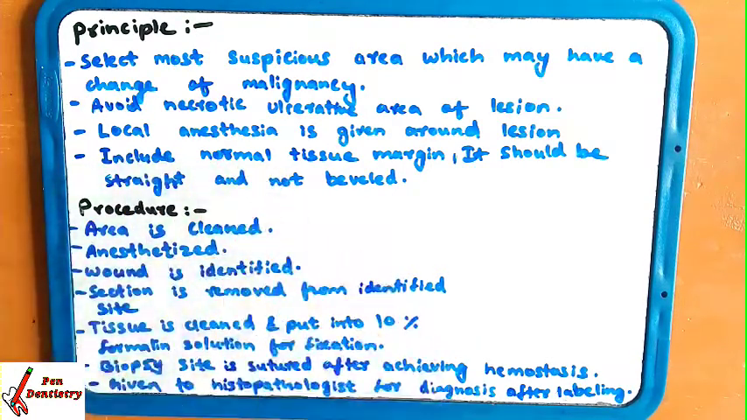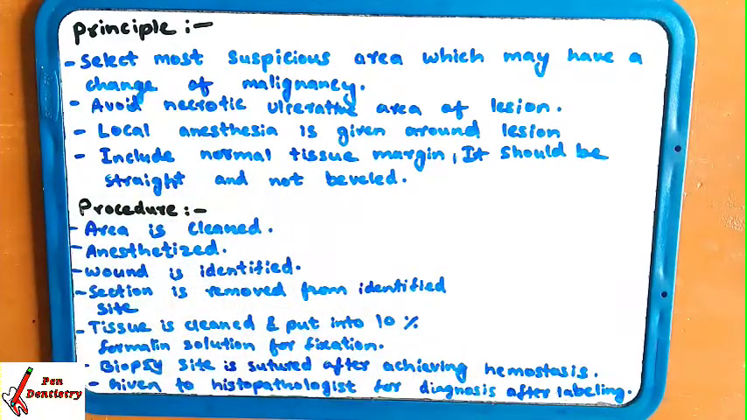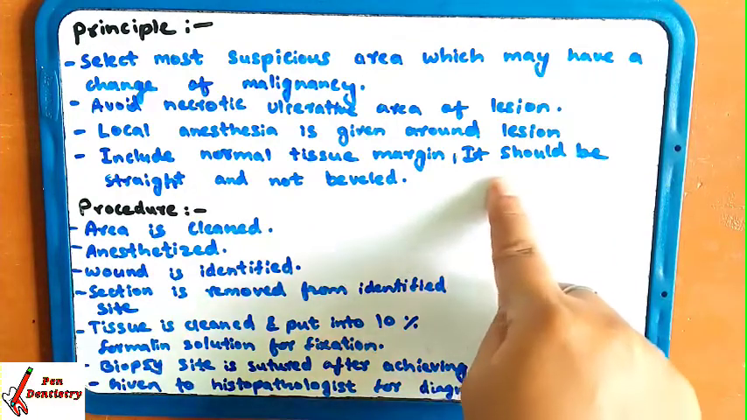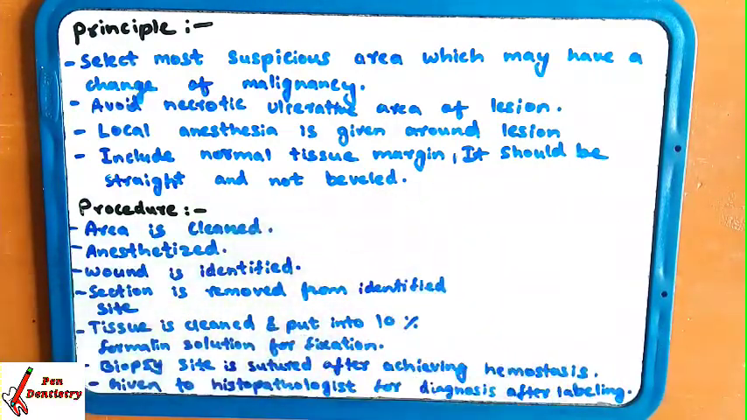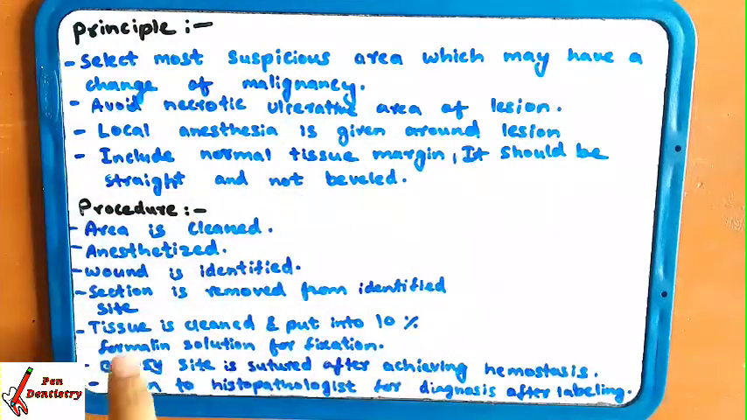Local anesthesia will be given around the lesion for a painless biopsy excision. It includes the normal tissue as well along with the lesion, and the incision should be straight and not beveled. Straight incision is made; beveled incisions are not made for the biopsy. These are the principles of the biopsy.